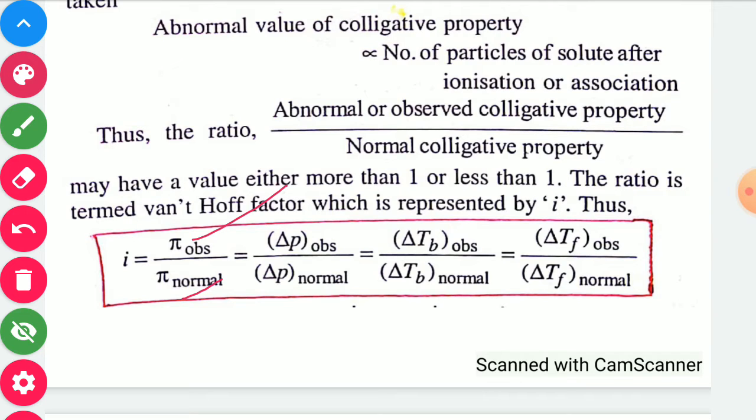Again, i is equal to observed change in pressure upon normal change in pressure. Also, i is equal to observed change in boiling point, meaning elevation in boiling point, upon normal elevation in boiling point, that is equal to observed depression in freezing point upon normal depression in freezing point.